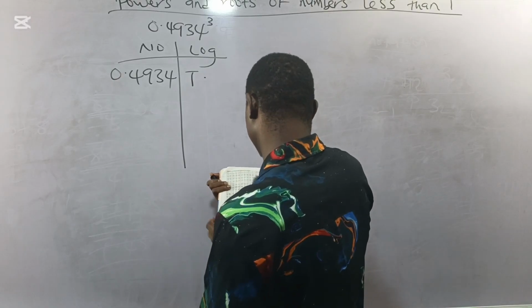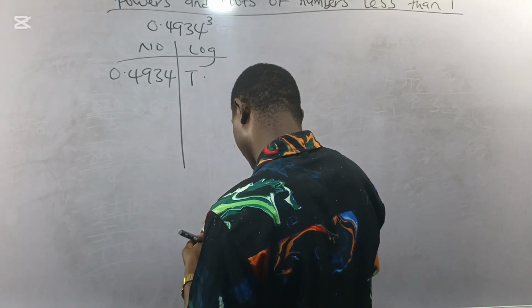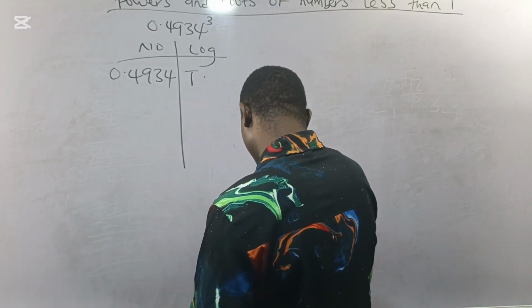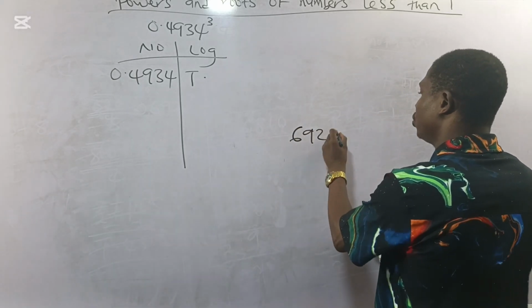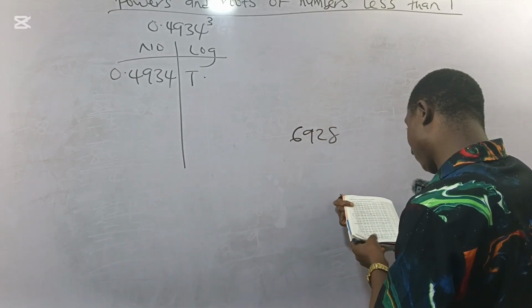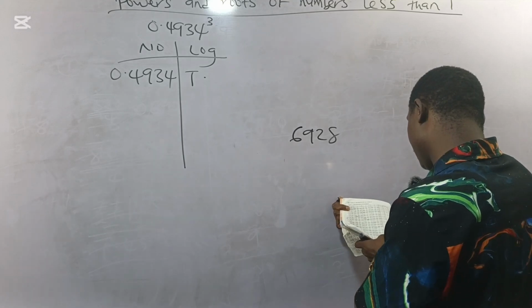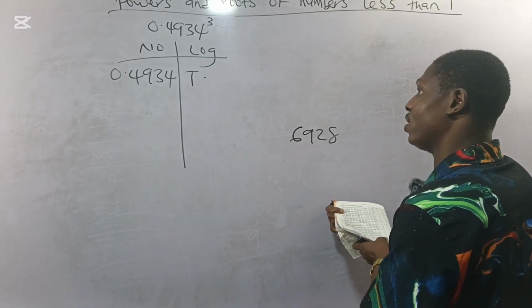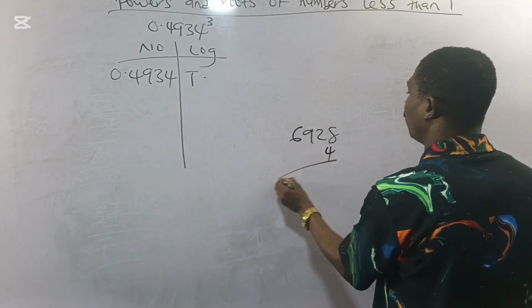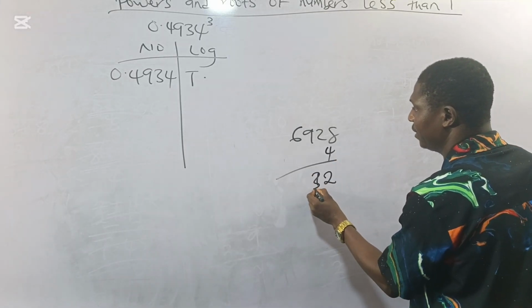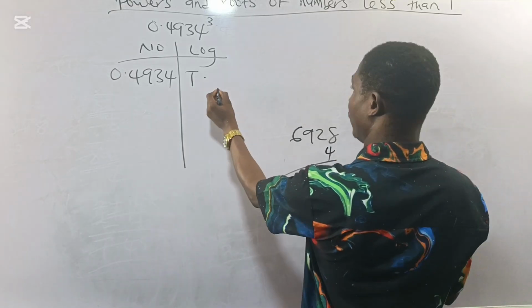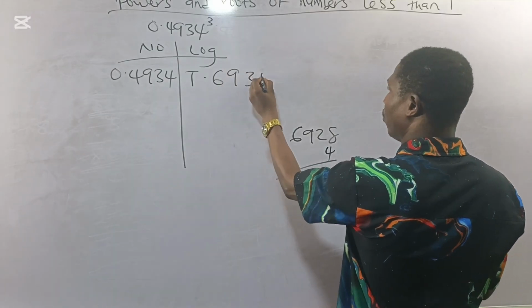49 under 3 is 6928. And difference 4 is equally 4. So here becomes 4. Add up, add difference, you have 12. 2 carry 1, 3, 9, 6. So we have 6, 9, 3, 2.